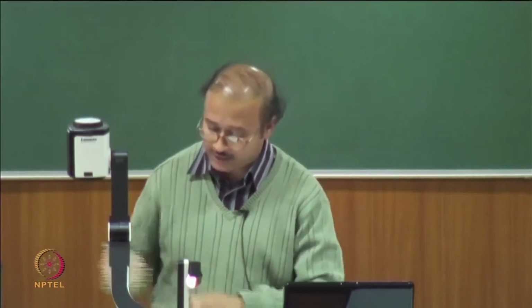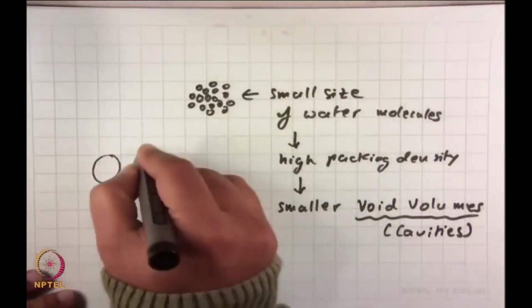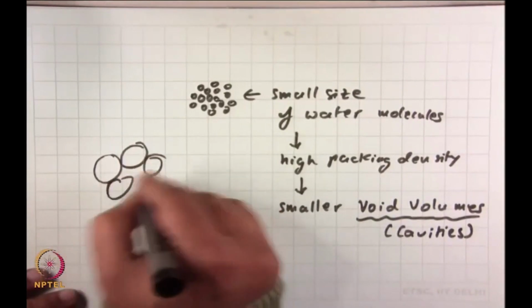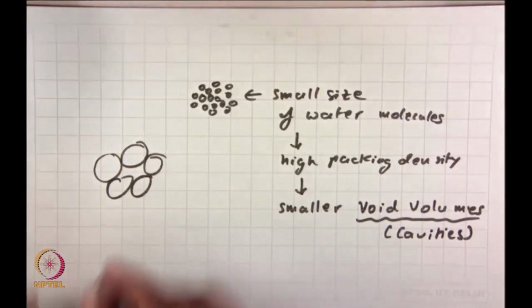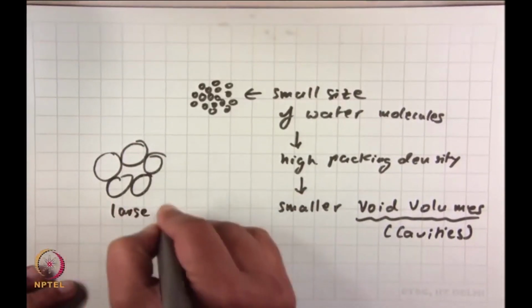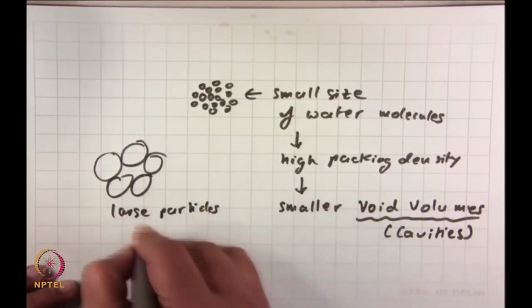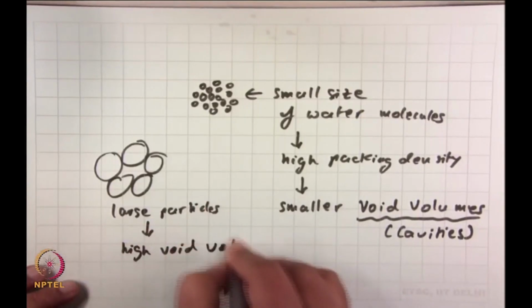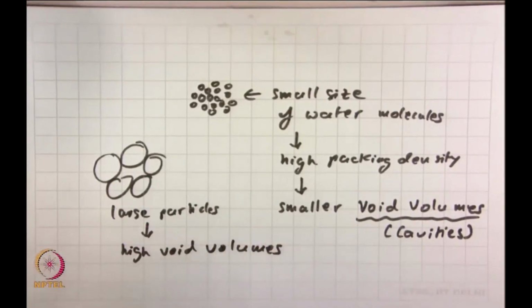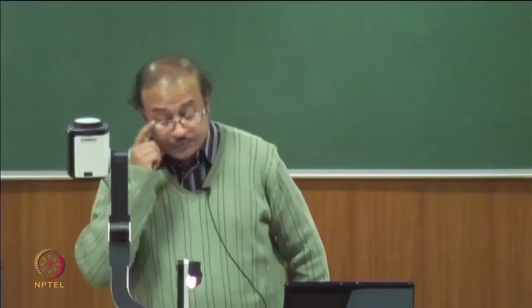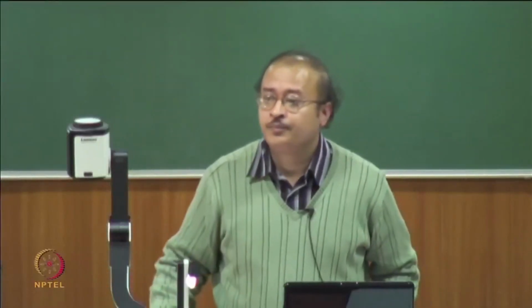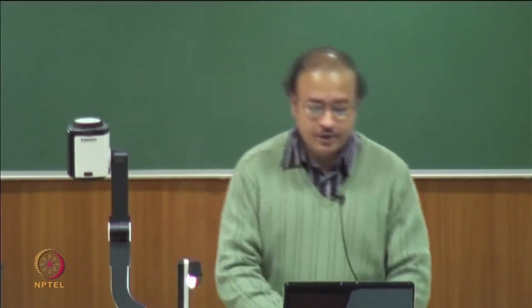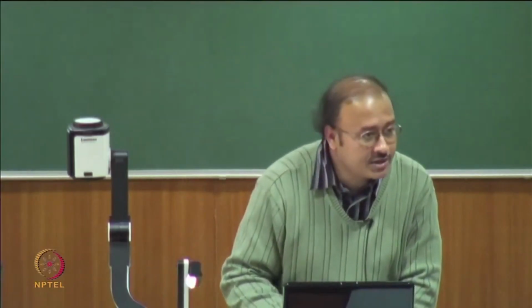So, if you have large particles like this, if your particles would be large, they would come close, but they would leave many huge voids. Okay. So, if they are large particles, we can write high void volumes. Okay, so it is the small size of the water. So, this can be explained by a theory known as scaled particle theory.